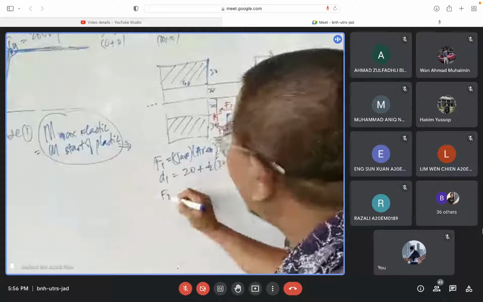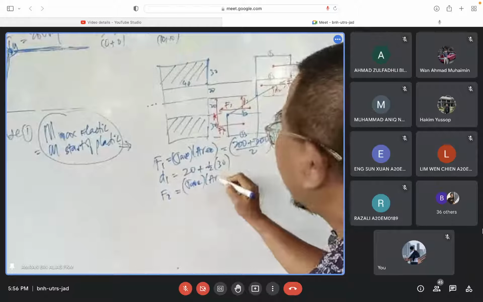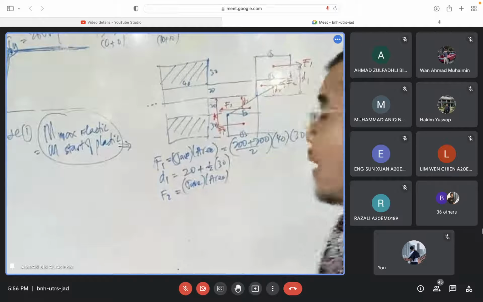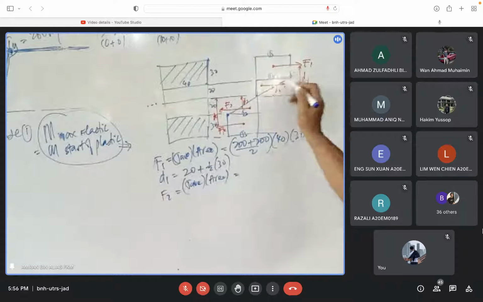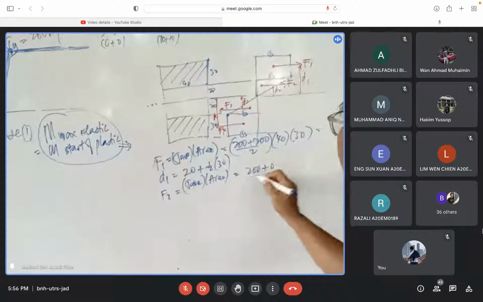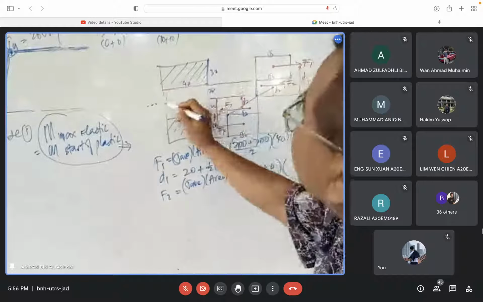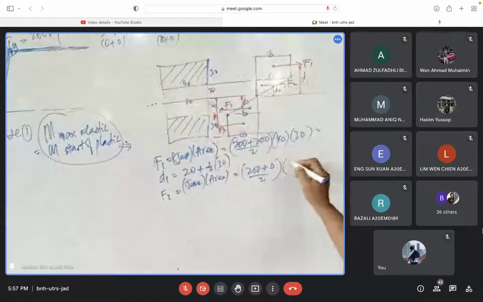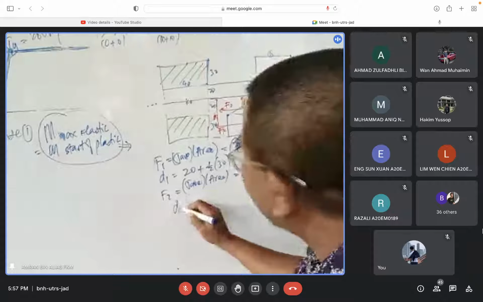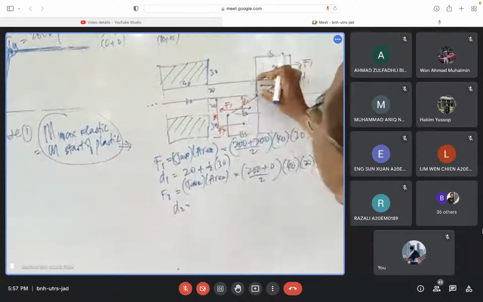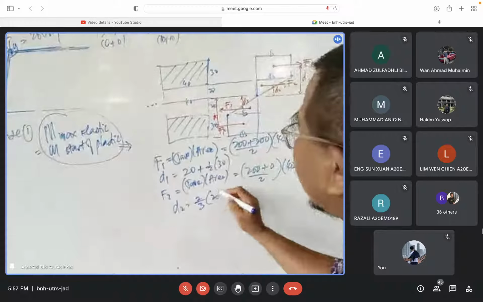Okay, what is F2? Same thing, sigma average times area. So what do we have there? 2 is here, so 200 and 0. So 200 plus 0 divided by 2. Where is the area? The area is there. That area there. What is the area? 40 times 20. You got a value there. And what is your D2 there? Look at this. 20 there. So the triangle there must be 2/3 of 20.